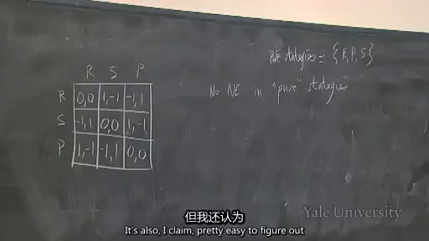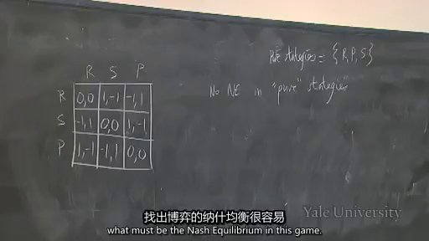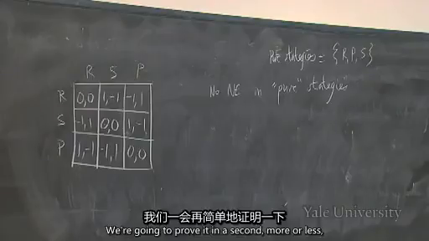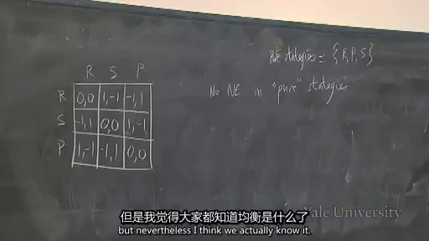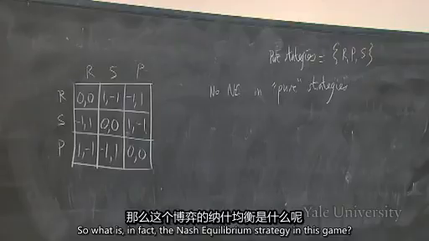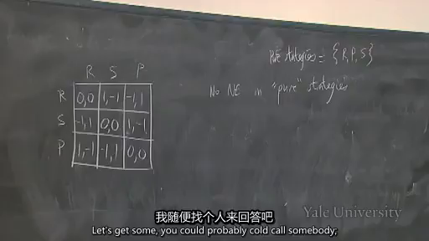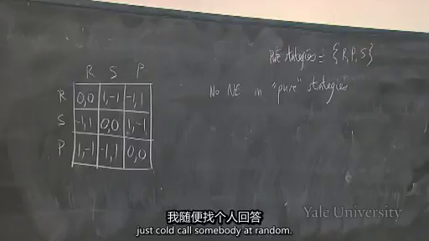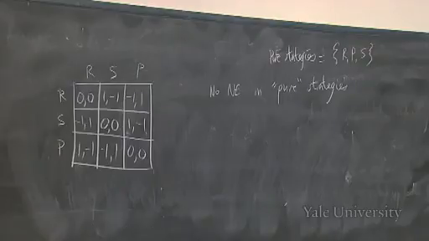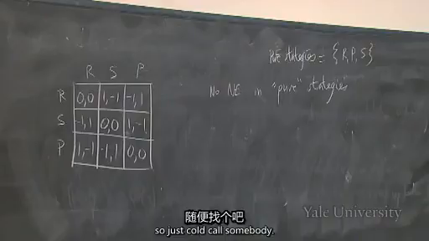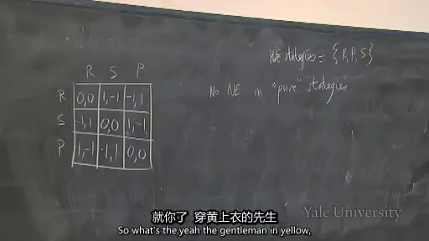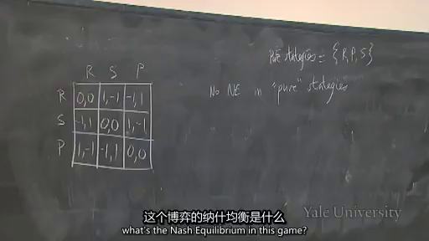It's also, I claim, pretty easy to figure out what must be the Nash equilibrium in this game. We're going to prove it in a second, more or less, but nevertheless, I think we actually know it. So what is, in fact, the Nash equilibrium strategy in this game? We can probably cold call somebody. So the gentleman in yellow, what's the Nash equilibrium in this game?